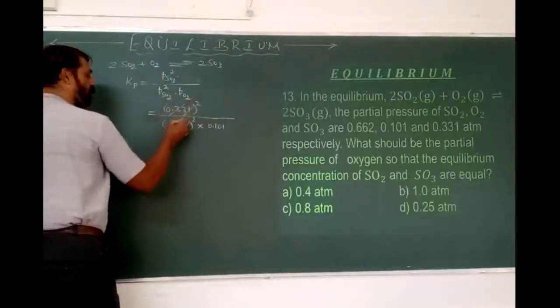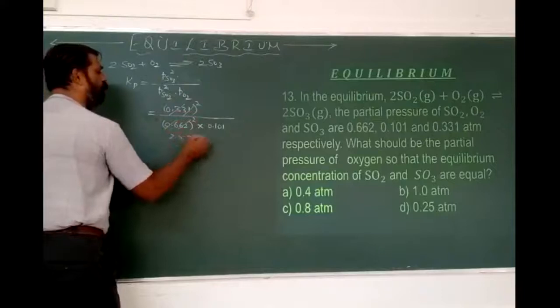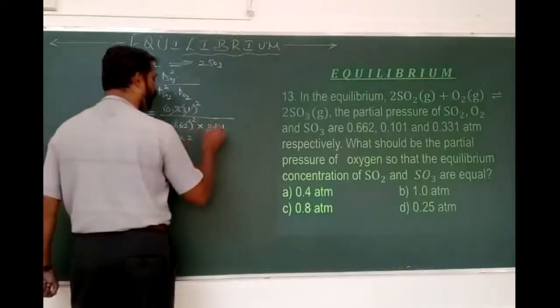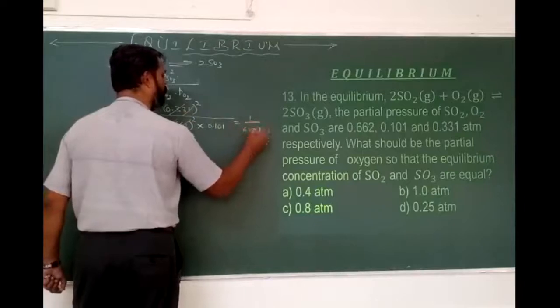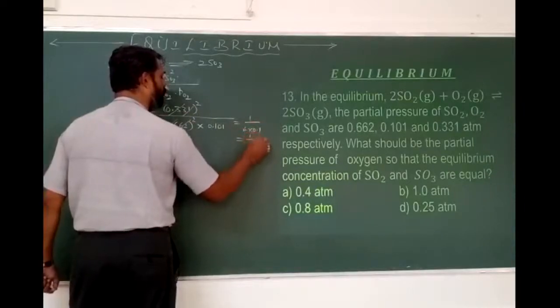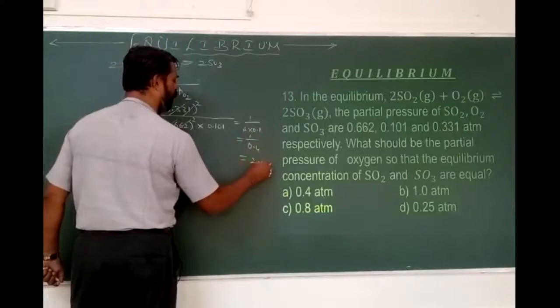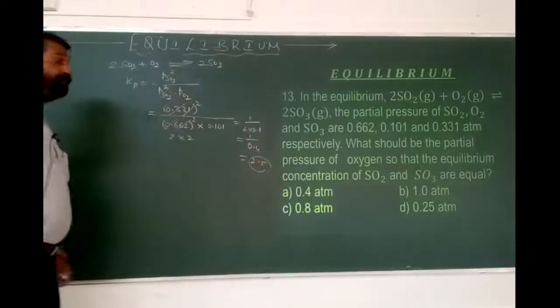I think it is twice of that, and again half of that. It becomes 2 into 2, 1 by 4, and 4 into 0.1, which is 1 by 0.4, approximately equal to 2.5. What is 2.5? It is Kp.